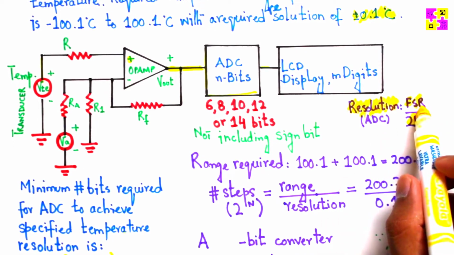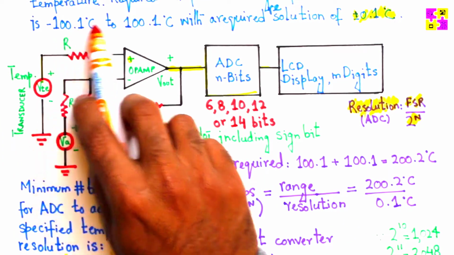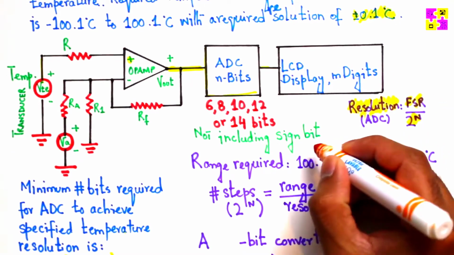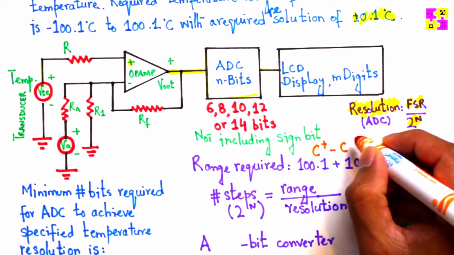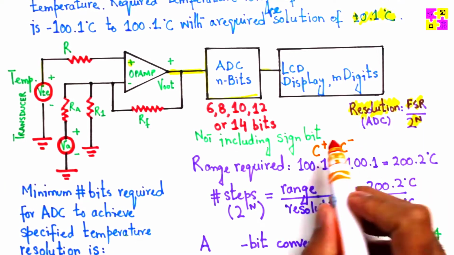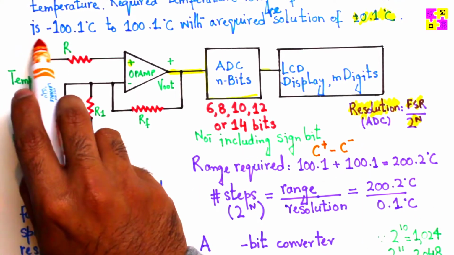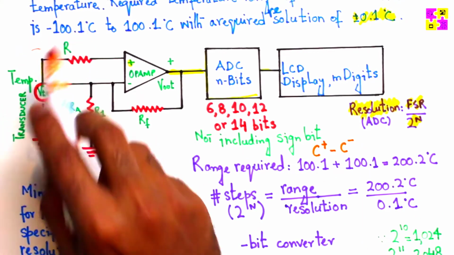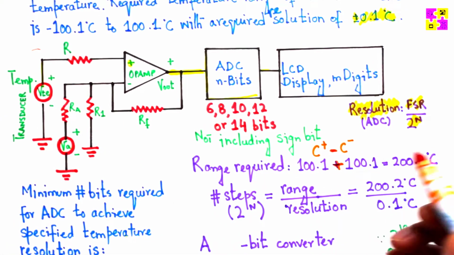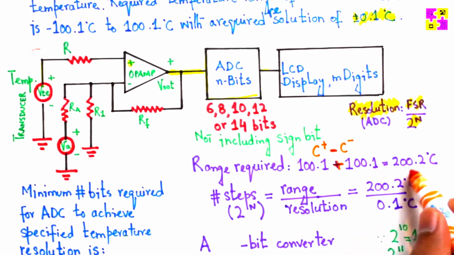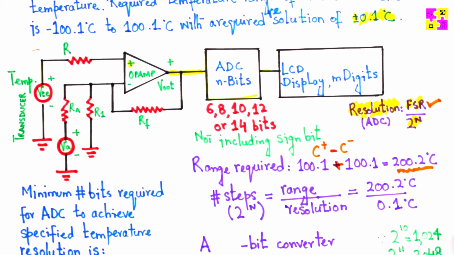Full scale range is basically going to be the temperature in the positive range minus the temperature in the negative range. C plus is 100.1 degrees centigrade. C minus is negative 100.1 degrees centigrade. This negative will become positive here, and therefore there is a positive sign. So if you add the two, you get 200.2 degrees centigrade, and that is your full scale range, correct?